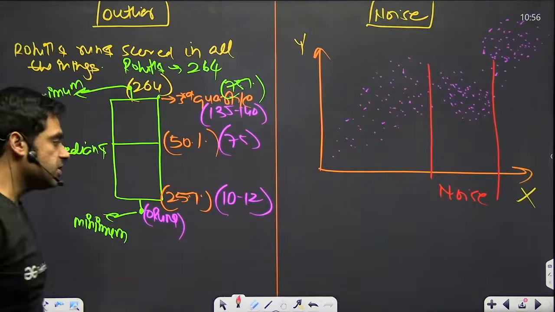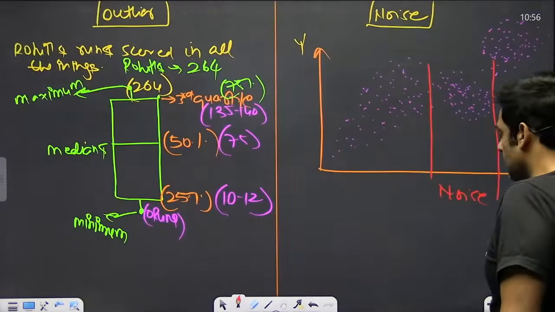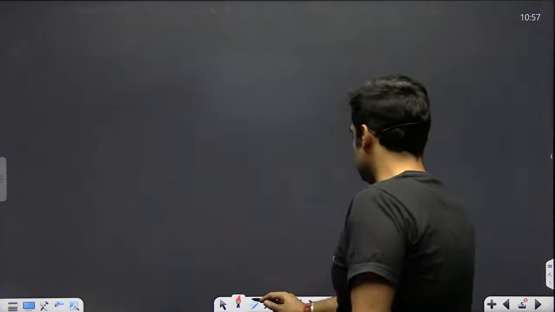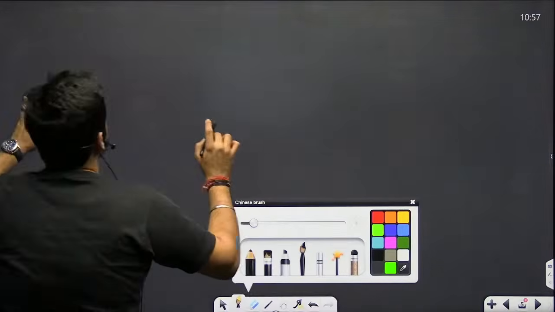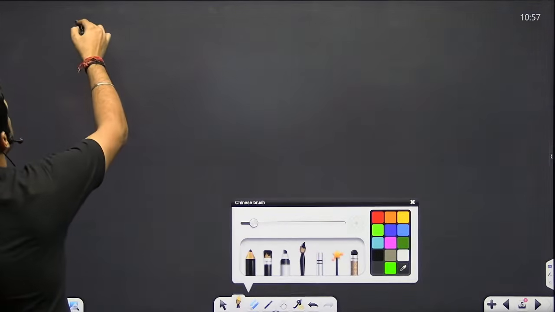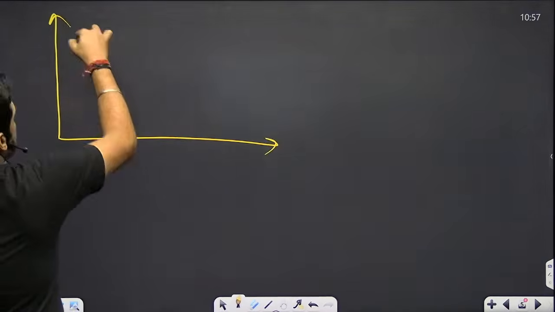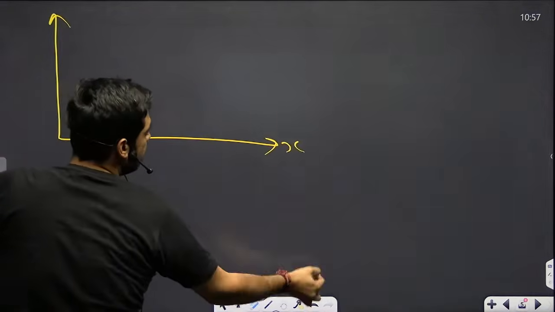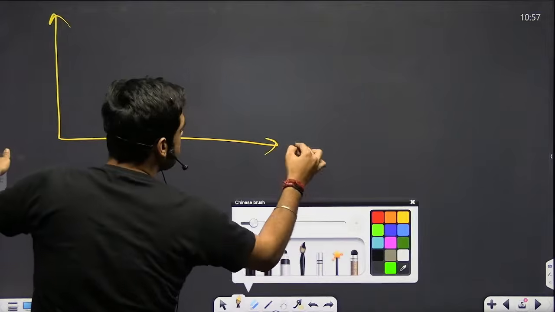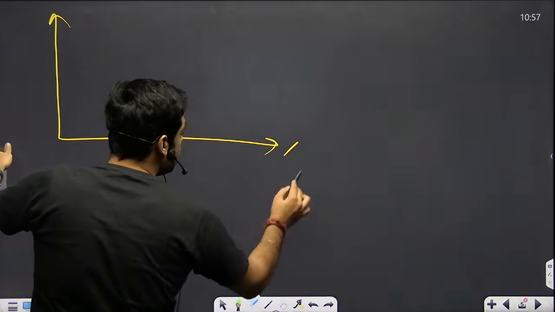Now firstly, I'll explain how the support vector machine differs from logistic regression. So here, for example, we have an independent variable and we have a dependent variable.